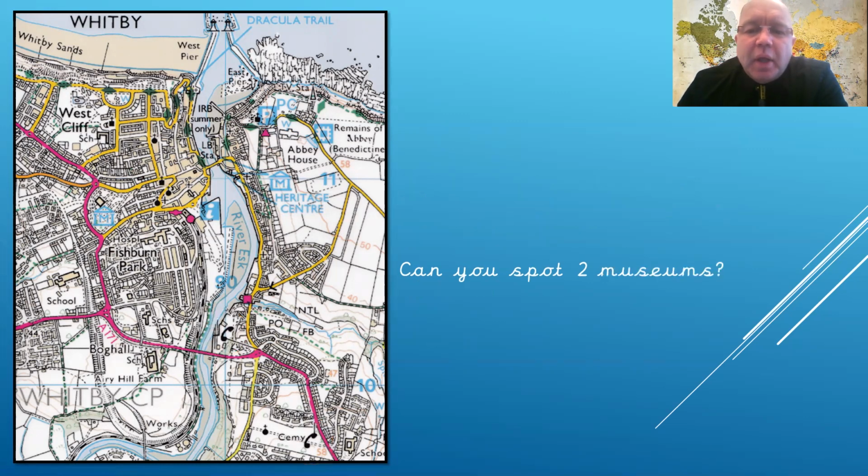Okay, next up, can you spot two museums? Going back to the key a few pages ago, can you remember what the symbol for a museum was? There's two in the town of Whitby. Can you spot them? There they are. M for museum, set in what looks a little bit like a Greek temple. It's a blue symbol with an M in it to represent museum, and there's two of them. Well done if you spot those.